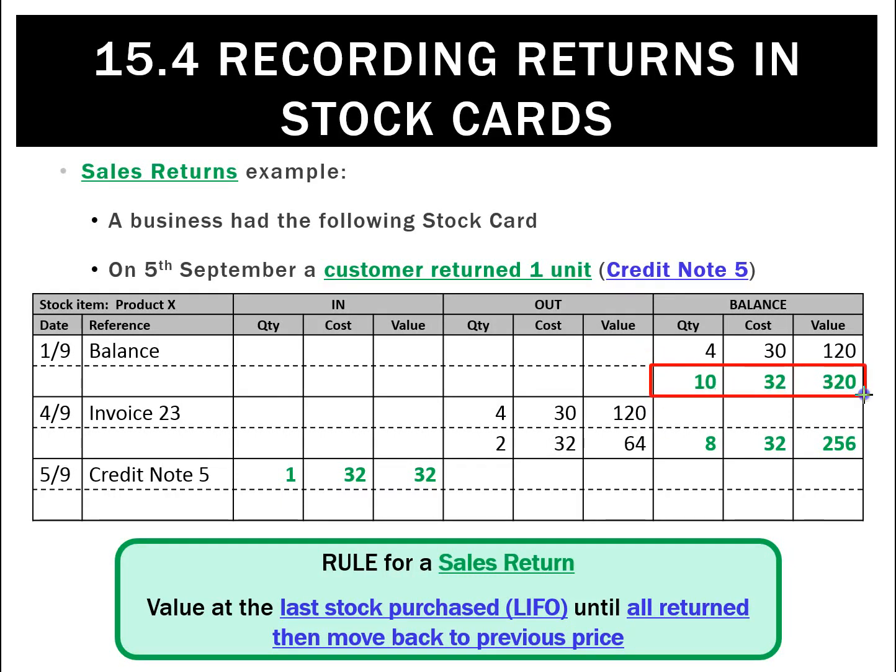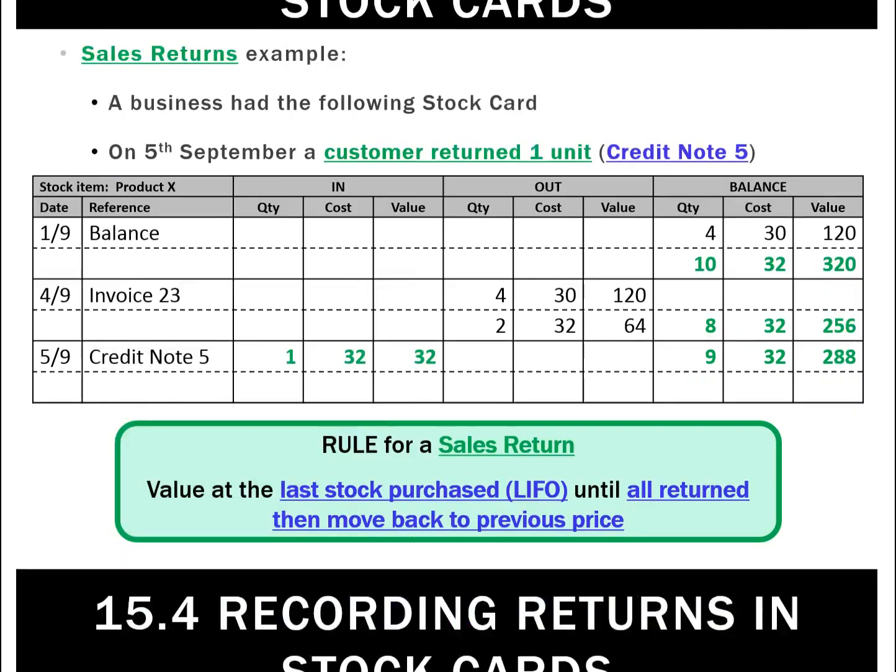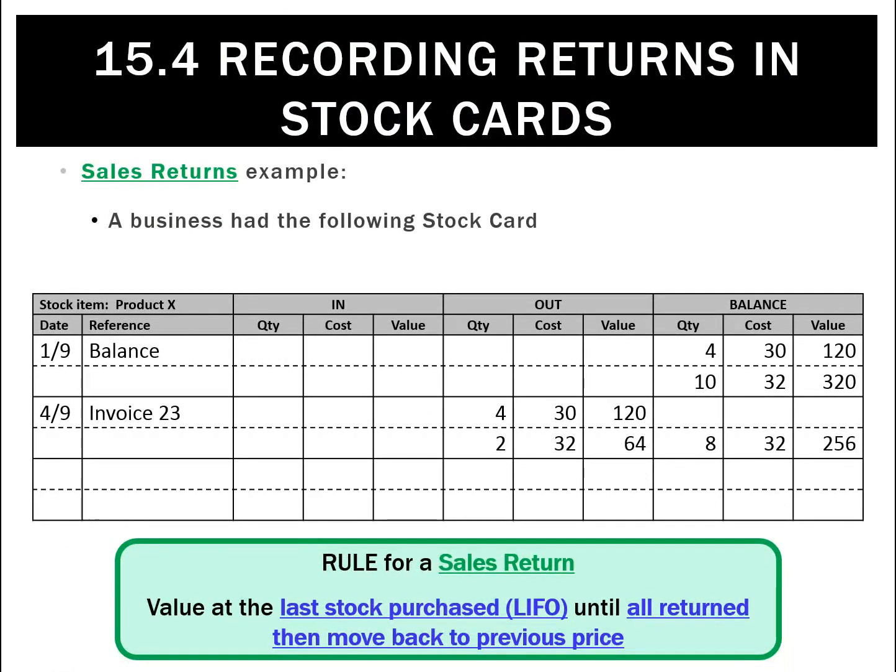I had 10 here. I sold 2 of them. That left me with 8. And they were the last ones that I had. So if a customer brings one back, I will assume it's one of the $32 units. And that'll leave me with 9 at $32. Straightforward. What if a customer brings back 2?